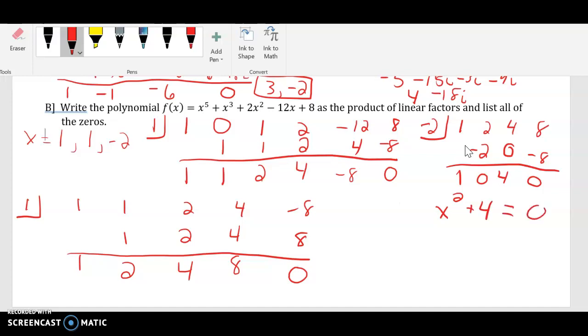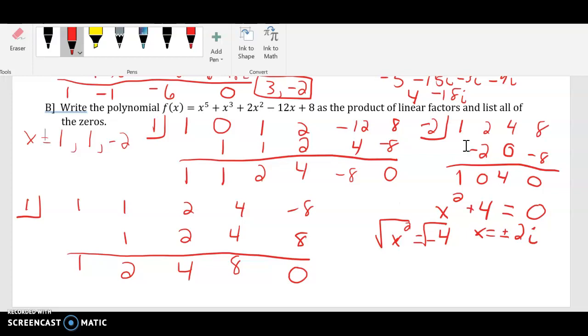We'll set it equal to 0. If you can factor, factor. If you can't, quadratic formula. I don't necessarily need to factor it, but I'm going to solve it by setting it equal to 0. And then I move the 4 over by subtracting. And then this is a square root. So I'm going to have x equals plus or minus 2i. Okay? So I have all my zeros.